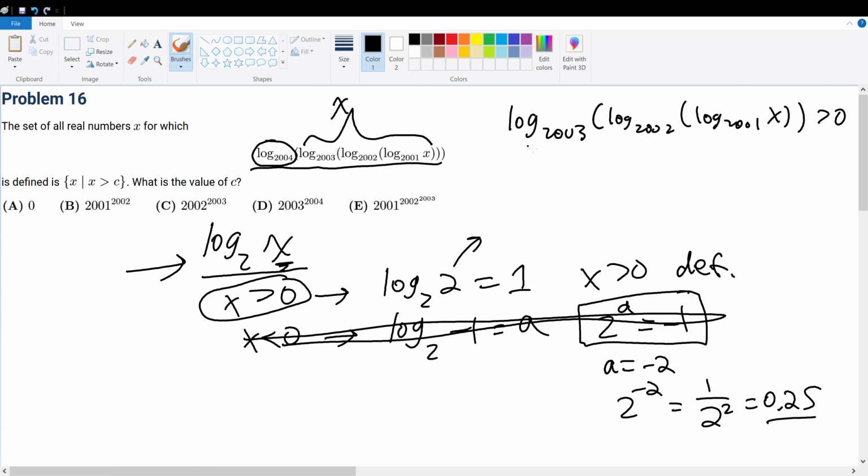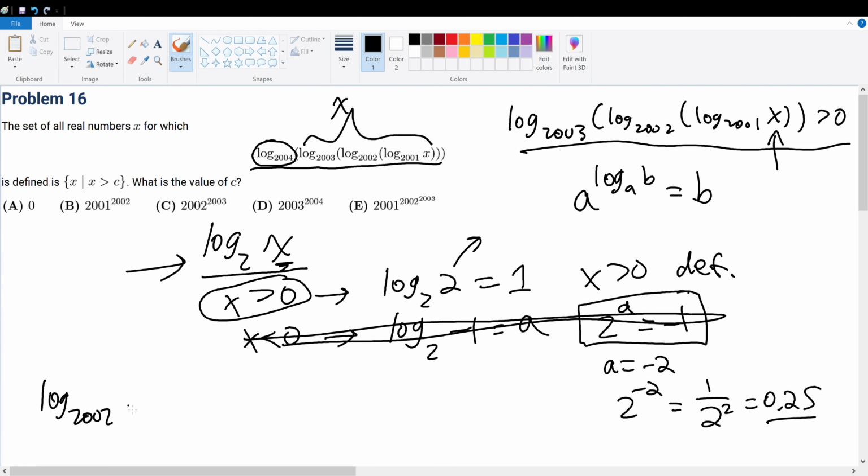So now we want to evaluate from the inside in, or outside in, because we're trying to find the range of x, and this doesn't give us anything about the range of x. So let's continue by eliminating the outer logs to get to the inner x. To do that, let's utilize the property that a to the log base a of b gives b. So if we raise everything to the 2003rd power, this would give log base 2002 of log base 2001 of x is greater than 2003 to the 0 power, which is just 1 by definition.